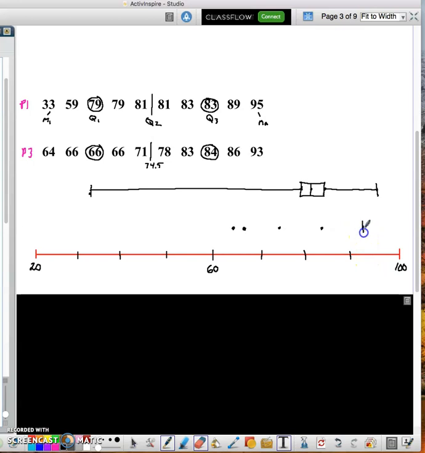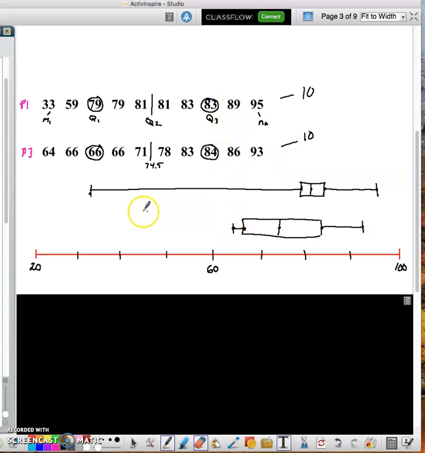I'm going to do my whisker. I'm going to do my boxes. I'm going to do my whisker. Now, when you look at this, notice there's 10 grades here, and there's 10 grades here. I'm comparing 10 students from this class, 10 students from this class.